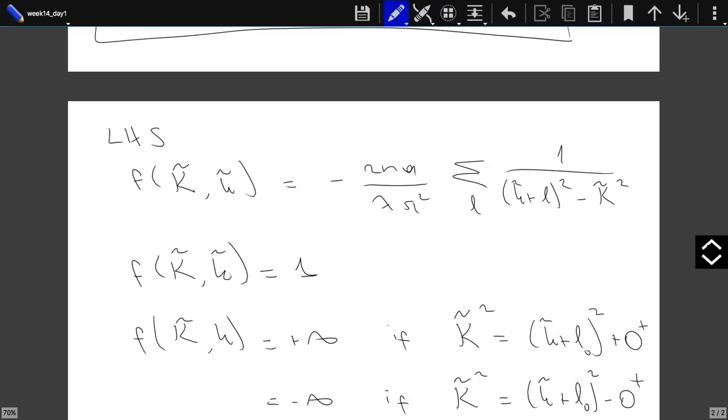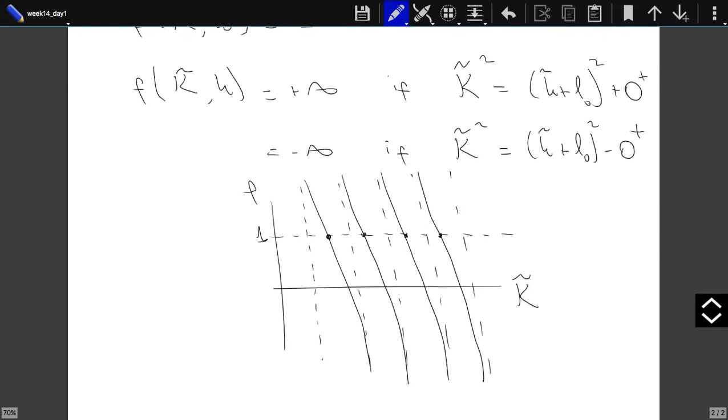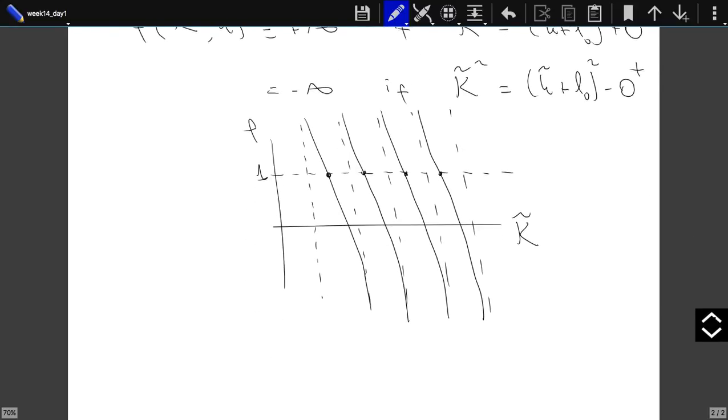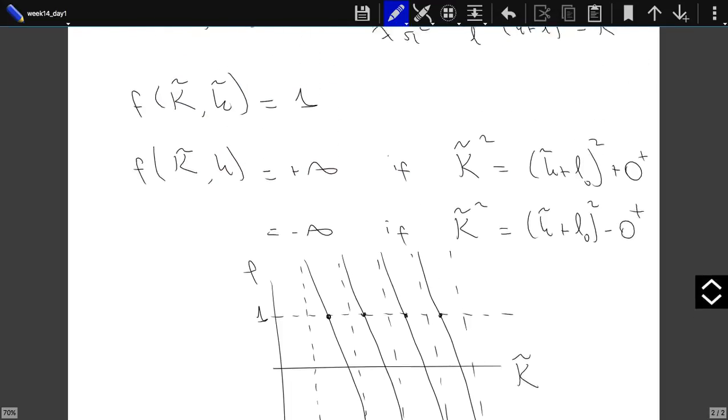Now let's try to be more precise on what the possible eigenvalues are. In this description, it seems that all the eigenvalues are possible, because as you change k, the vertical lines will be shifting continuously, and as they shift continuously, it seems that k tilde can take any value as you change k. Now we will see that that is not actually the case.